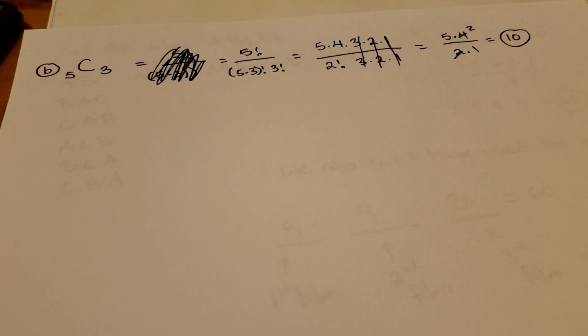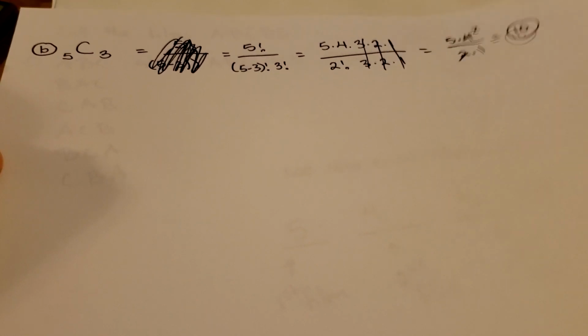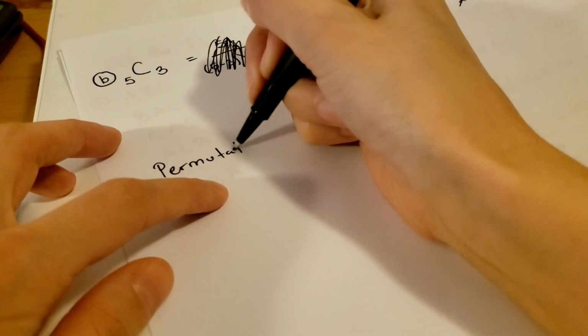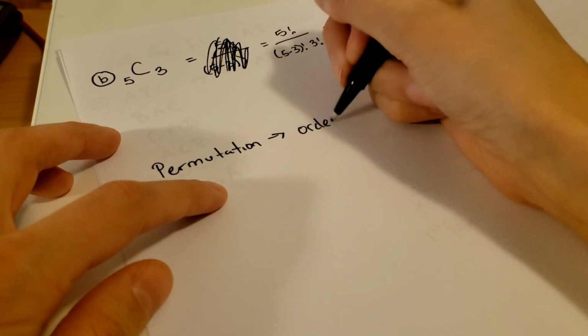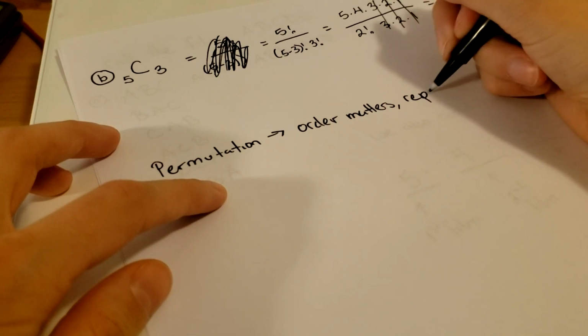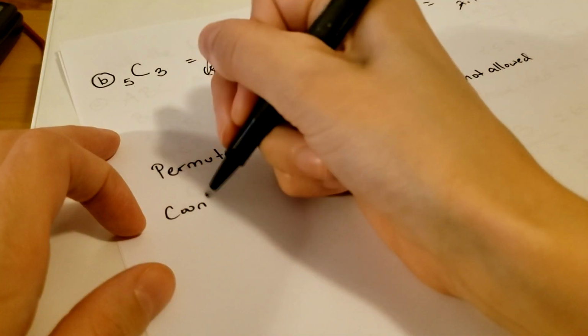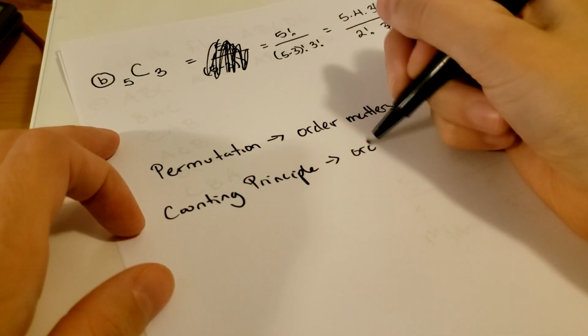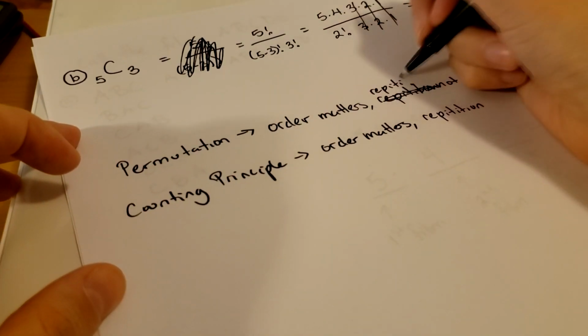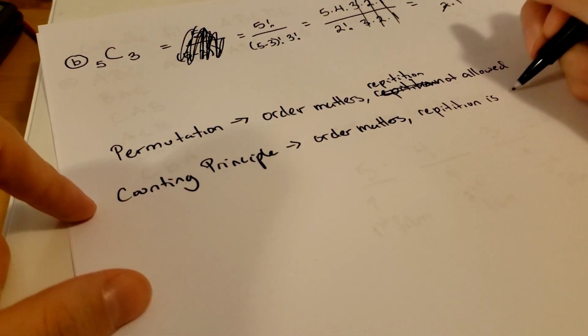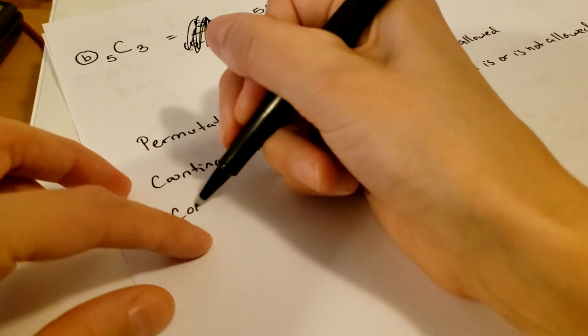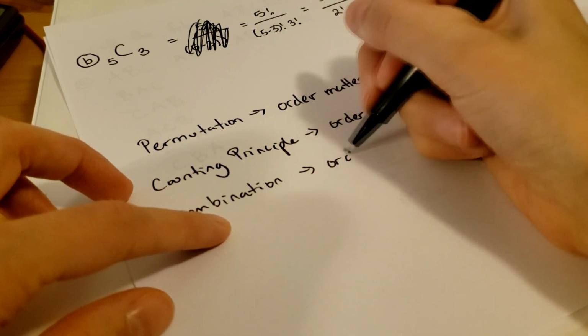We can't use the counting principle to solve combination problems because if we want to use the counting principle, that has to be a situation where order is important. So just to summarize, we can use permutation when order matters and repetition is not allowed. We can use the counting principle when order matters, repetition is or is not allowed. And lastly, a combination, order does not matter.